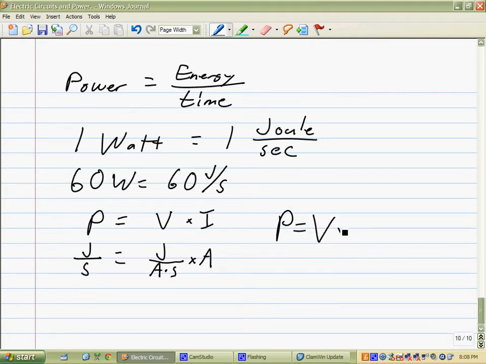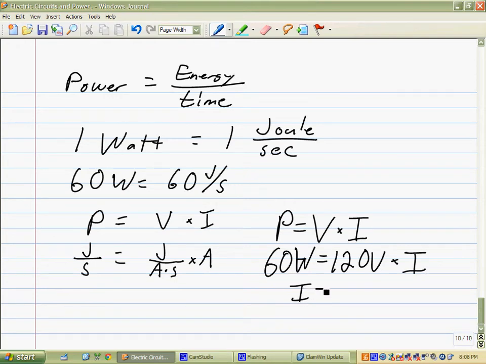So a 60-watt light bulb is plugged into a 120-volt outlet, and it's going to draw some amount of current. And if I want to find out what that current is, that's pretty easy, right? What times 120 will give me 60? Well, that's 1/2. So the current drawn by a typical household light bulb is 1/2 amp.